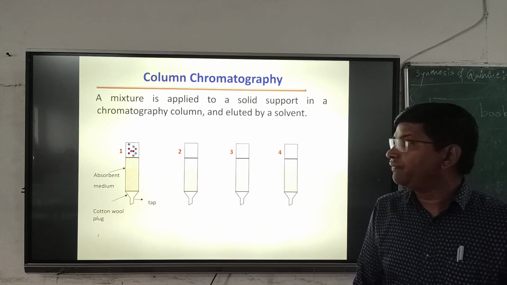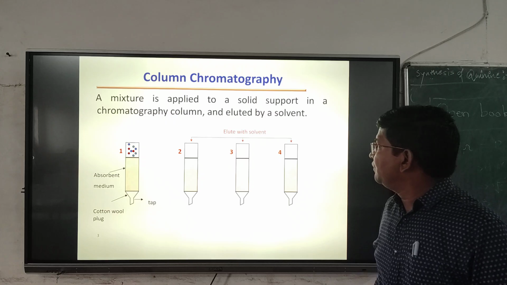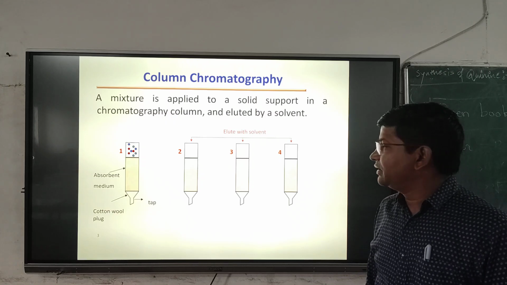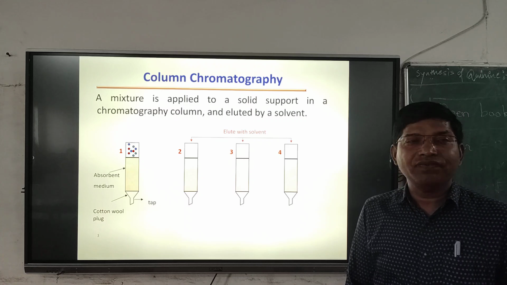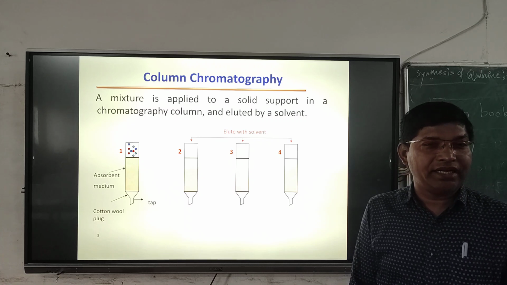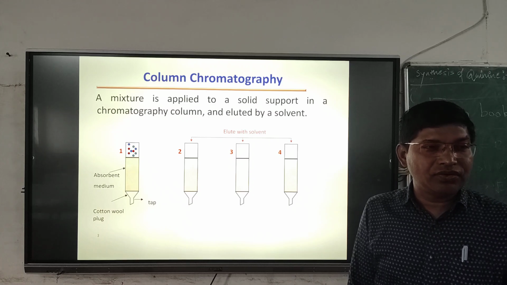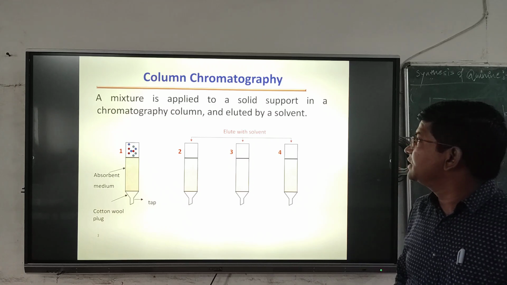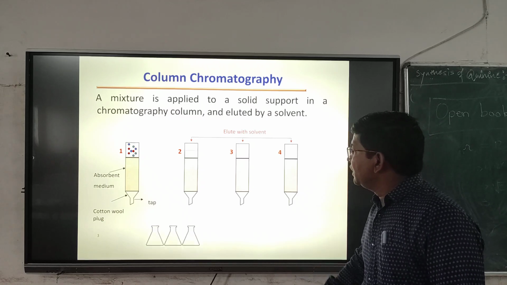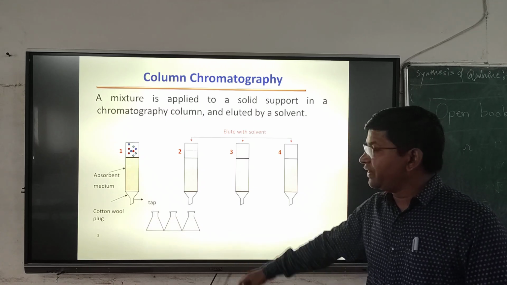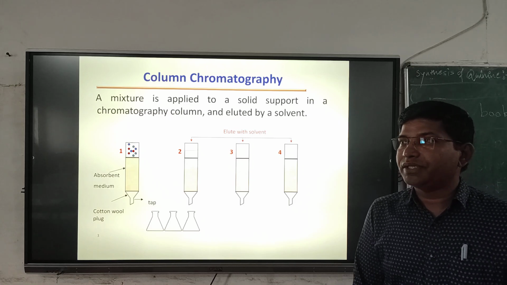2, 3, or 4 compounds. And then next we will use an eluent, a solvent mobile phase, because in chromatography generally we have a mobile phase and a stationary phase. Because it is liquid chromatography, we will use liquid as the mobile phase. This way we can separate our compound mixture.